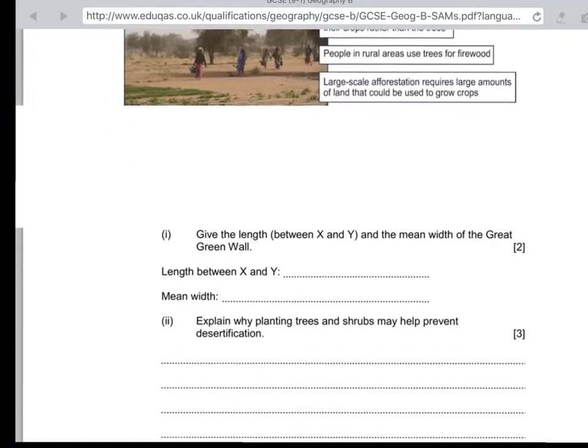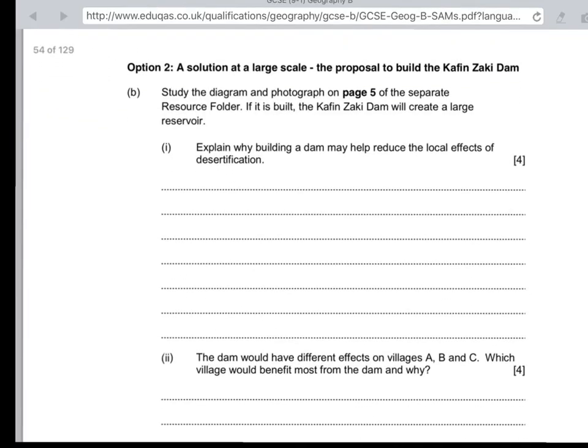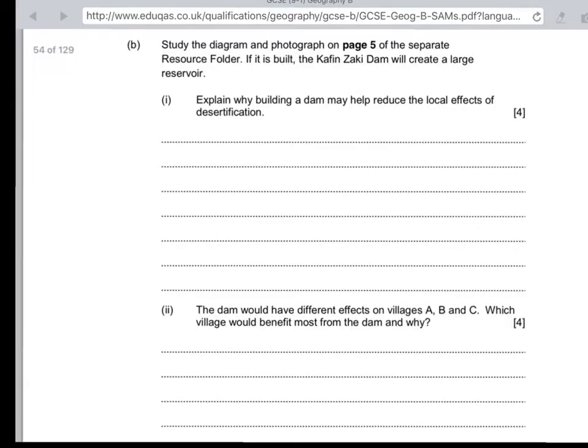So that's the first of our 3 options. The second one is a dam. So let's have a look. It asked me to go and look at page 5, so let's go and do that now. Okay, and we can have a look here. We can see some information. It's got some good points.